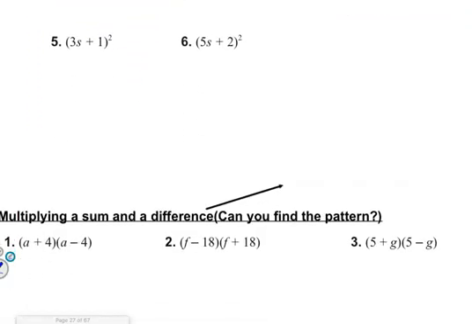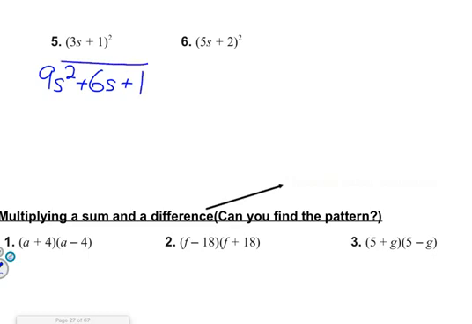So number 5, I do not want to see any FOIL work anywhere. First thing times itself. What would I get? 9s squared. Multiply the two terms together. What would we get? Everybody, what's 3s times 1? 3s, and then double it. So plus 6s. And then what do I write at the end? Plus how much? 1. 1 times 1 is 1.